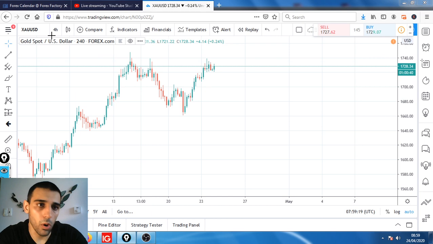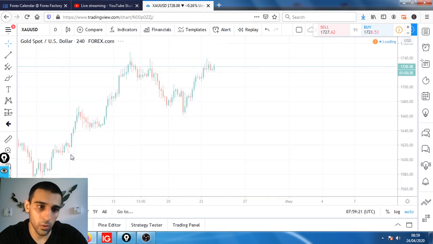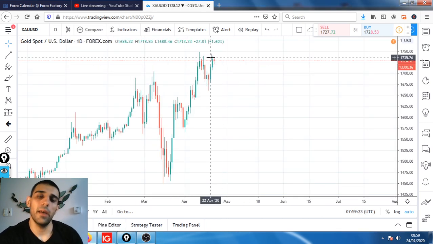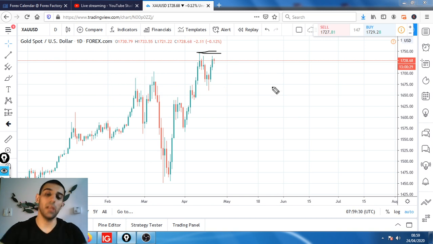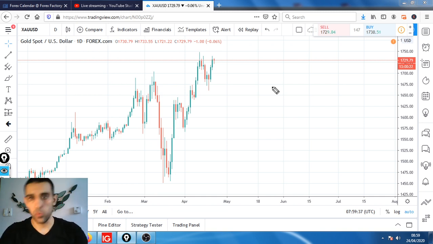As for the long side play, if you're looking for it, I do want to see a break of this area, but it's not going to happen today because we want to see a close of the daily candle, and that's not going to happen today. So that's more of a next week kind of trade. As for the short side, as far as selling goes, that's what I can see. But personally, again, I will not recommend that trade.